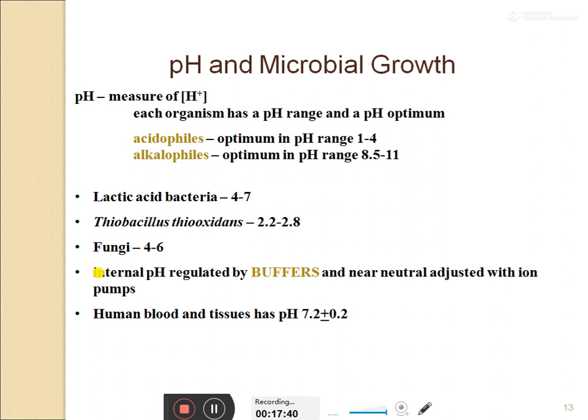The lactic acid bacteria have pH 4 to 7. Thiobacillus thiooxidans has a pH range of 2.2 to 2.8. Fungi can grow from pH 4 to 6. Internal pH can be regulated by buffers and kept near neutral with ion pumps. Human blood and tissue has pH 7.2 plus or minus 0.2.